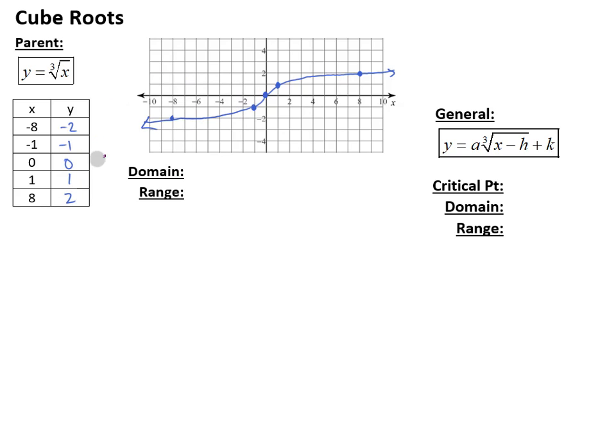So the nice thing is, for my domain and range, the domain is x, how my graph goes left and right. This goes left and right forever. There are no gaps or holes. Our domain is all real numbers.